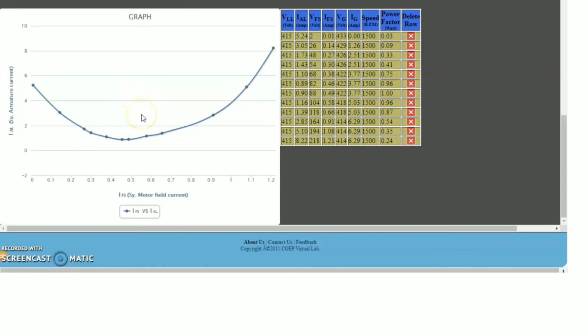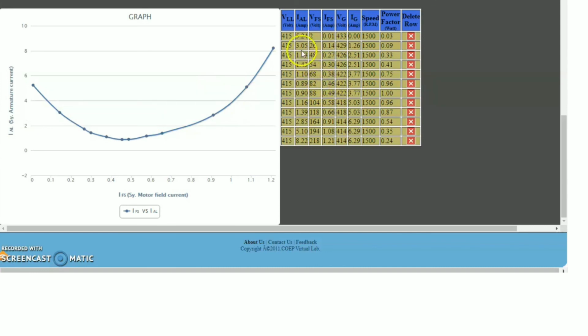This graph is drawn between field current and armature current. The field current is taken in x-axis and armature current is taken in y-axis. Here you can see that armature current start decreasing up to certain point. This point is called critical excitation. After that point, armature current starts increasing. This region is called under excitation. This region is called over excitation.